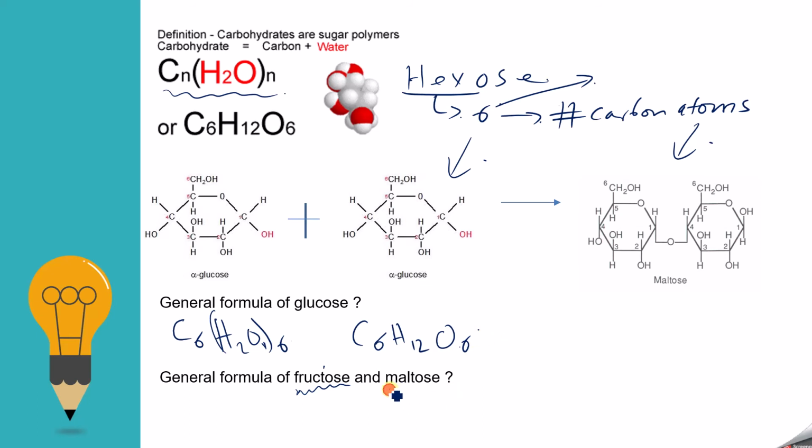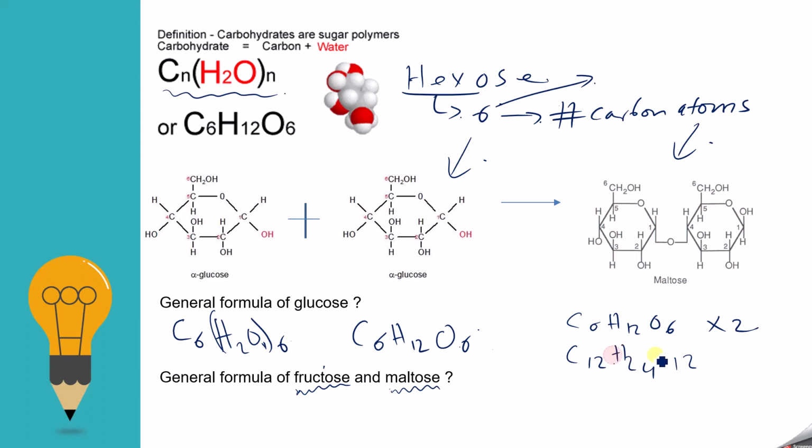Now to write the general formula of maltose might be slightly harder, or it might trip up some people. Well, we know that it's made up of 2 glucose molecules, so we've got the general formula of glucose right here, C6H12O6, and we're just going to times that by 2. So obviously 6 times 2 is 12, 12 times 2 is 24, and 6 times 2 is 12.